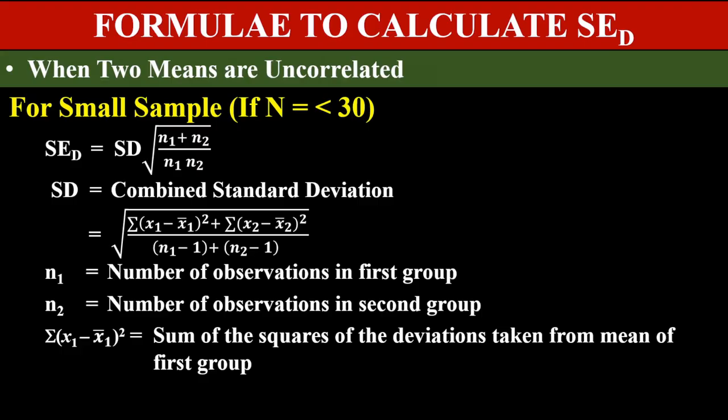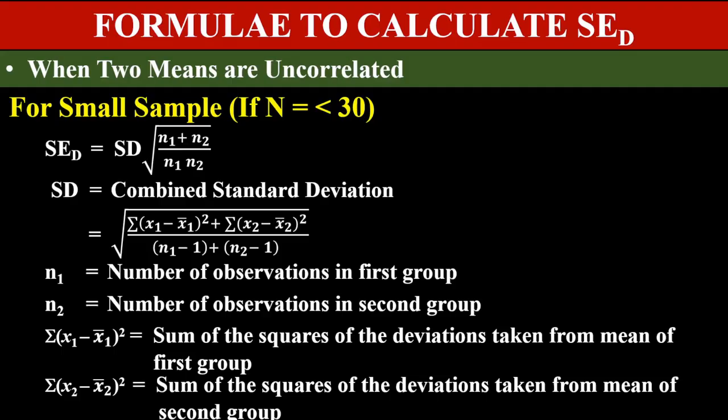Sigma (x1 minus x bar 1) whole square equals the sum of the squares of the deviations taken from the mean of the first group. From each observation of the first group, the mean of that group is deducted, that is called deviation, and their square is taken. The sum of the squares of the deviations taken from the mean is called sigma (x1 minus x bar 1) whole square. In the same way, sigma (x2 minus x bar 2) whole square equals the sum of the squares of the deviations taken from the mean of the second group.